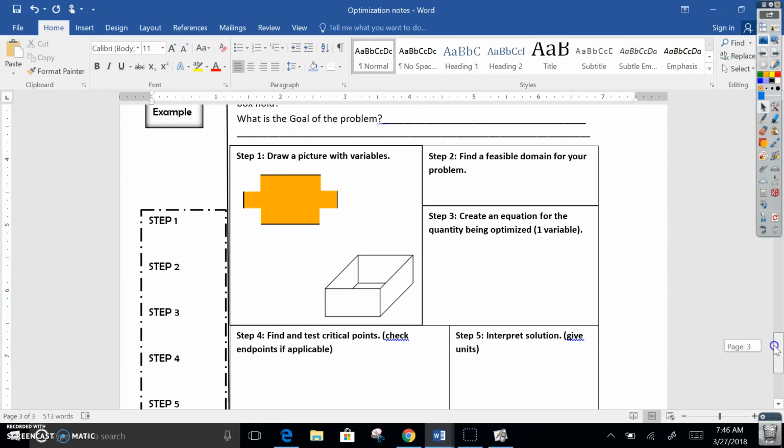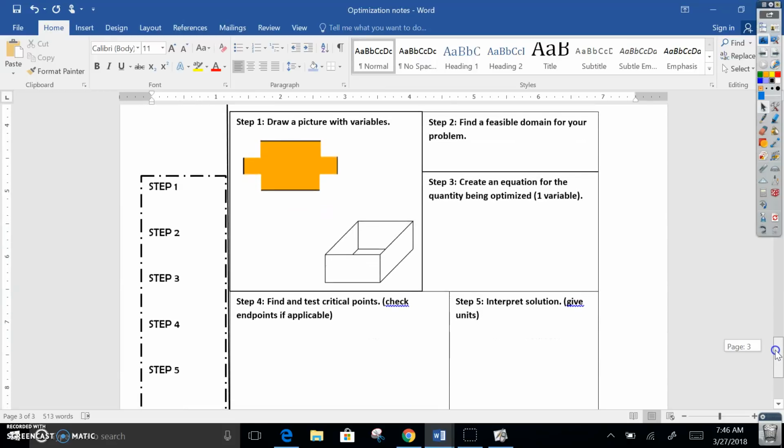So let me set this up nice and easy here. Okay. Step one in all of these problems is to try to draw a picture, and label everything. Sometimes a picture is not necessary, but sometimes it really does help. So step 1 is to go ahead and draw pictures, if possible, and label everything. It's kind of the same as related rates in that way.